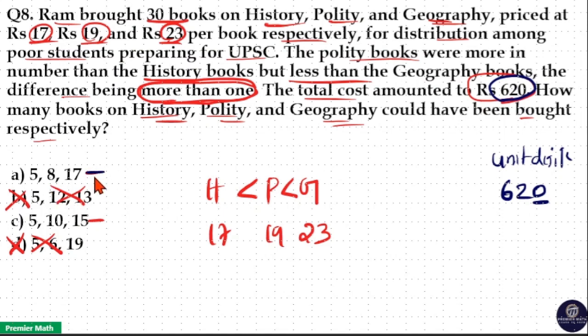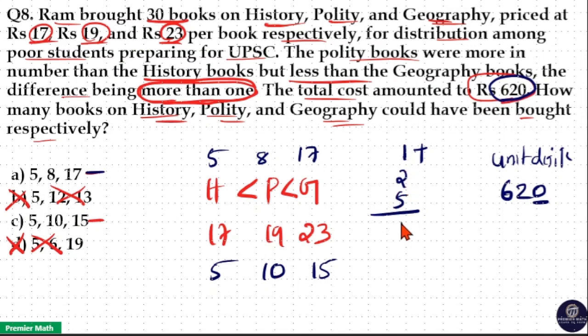Now as per option A, number of history, polity and geography books are 5, 8 and 17. As per option C, it is 5, 10 and 15. Now take the unit digit sum. In the first case, 7 into 3 is 21, 1 is unit digit. 8 into 9, 72, 2 is unit digit. 5 into 7, 35, 5 is unit digit. Then 5 plus 2 plus 1 is 8 is the unit digit sum, which is not our answer. We need 0 as unit digit. So option A eliminated, which means option C is your answer.